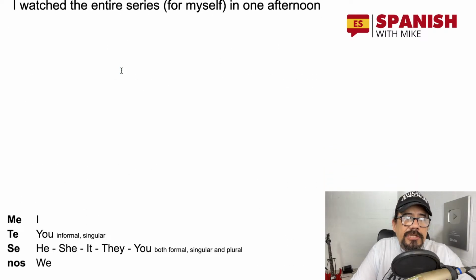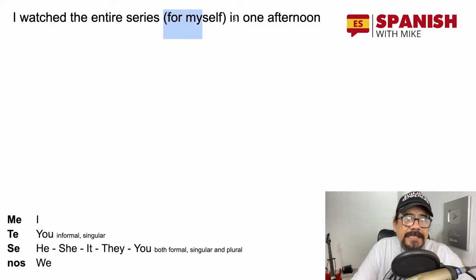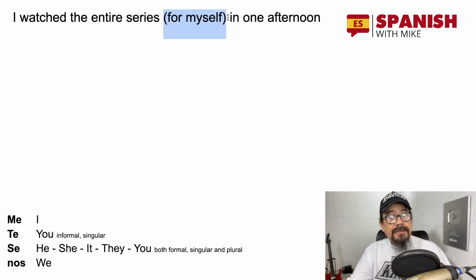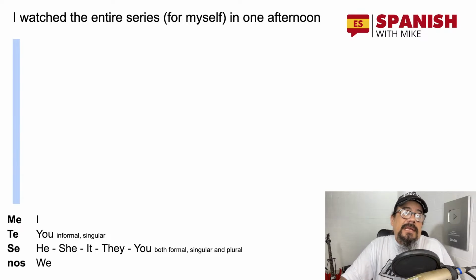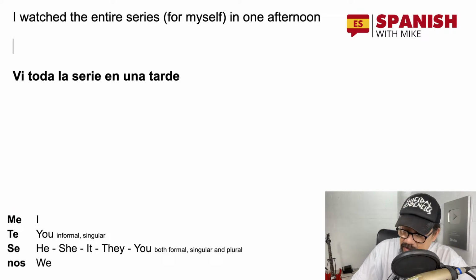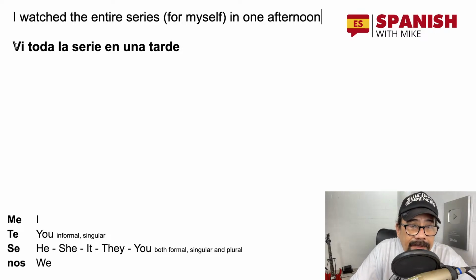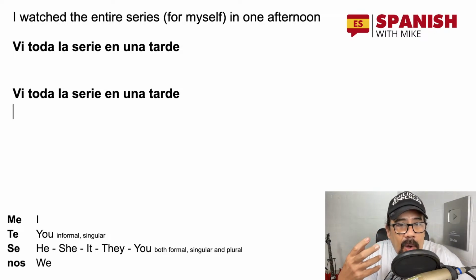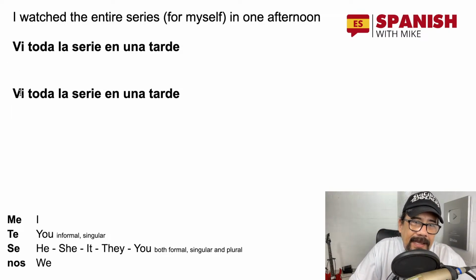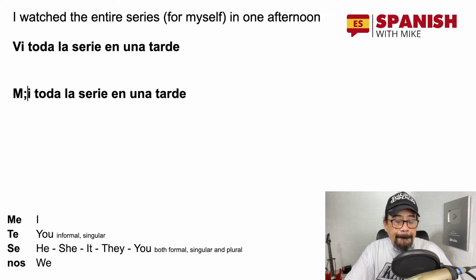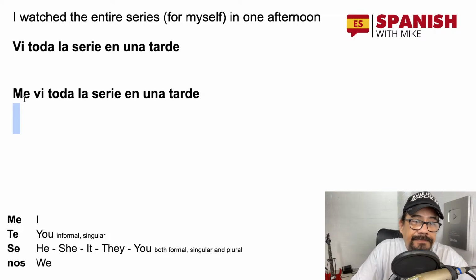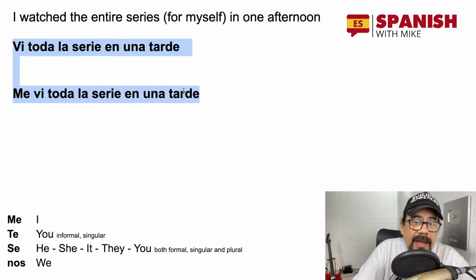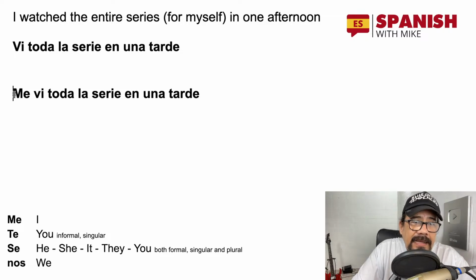Okay, let's move to I watched the entire series in one afternoon for myself, for my own enjoyment. Dative of interest, right? Not an accident. Not an accidental construction, which is also dative of interest, but accidental. So, vi toda la serie en una tarde. This would be like subject, verb, object. Yo vi toda la serie. But remember, we want to convey that sense of, oh, this is for my own enjoyment. Who's the subject? I. So what do I have to add at first? Me vi toda la serie en una tarde. As you can see, both have a meaning, and most likely here we would say this one.